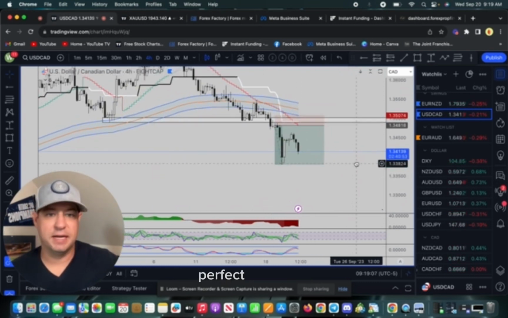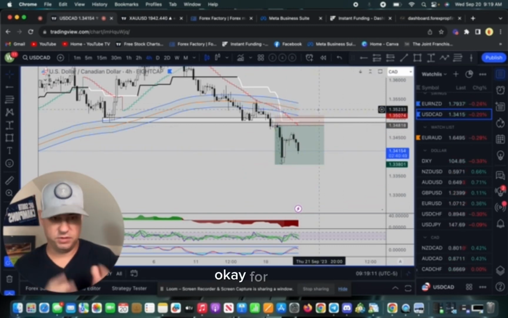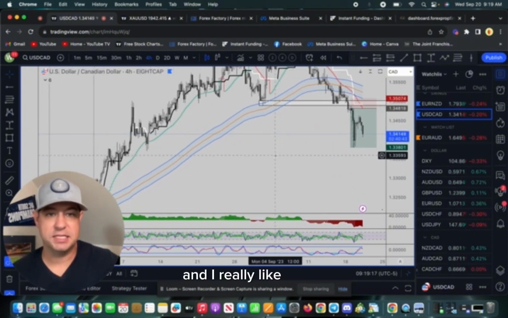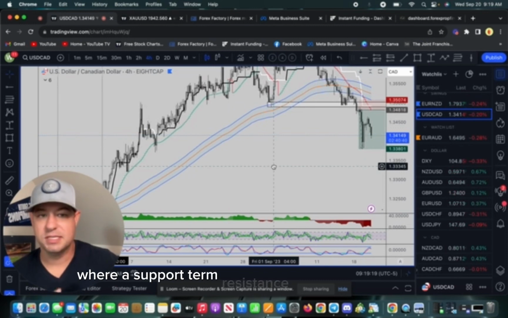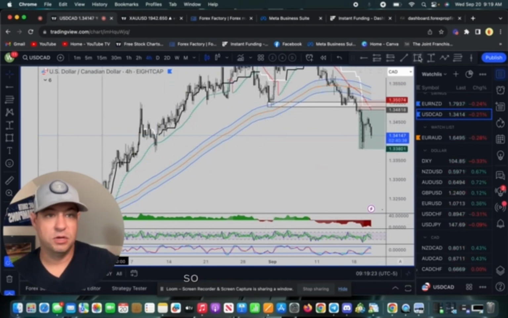Perfect, guys, perfect. Now, here we don't have a good pullback to put my Fibonacci's in, okay, for our profit target. So really, we like to look left over here, and I really like to see where a support turn resistance point is in the market looking left. So here's a good area.